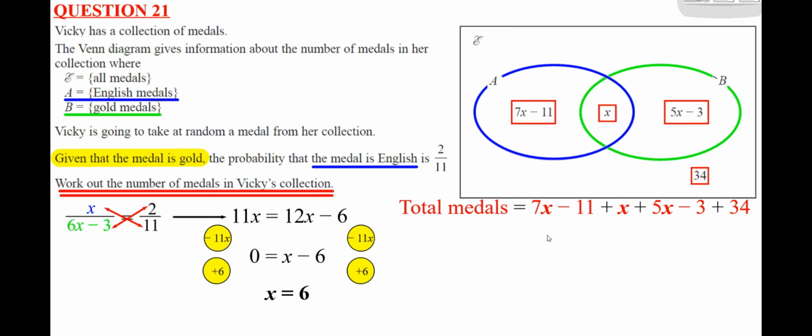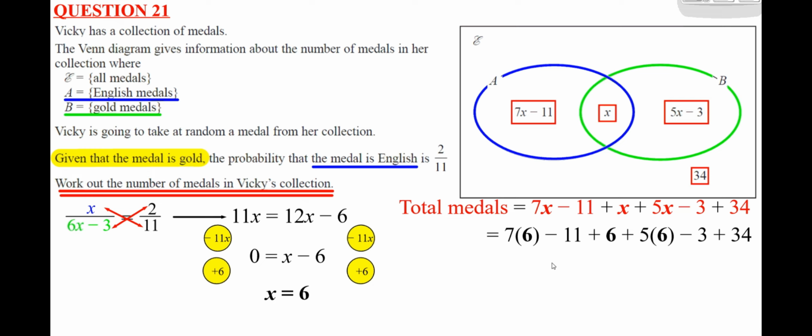What I tend to realise people want to do is to get rid of the algebra as quickly as possible and just sub in x is 6 straight away. So if I do it this way, either way would have worked. The total number of medals is 7 lots of 6 minus 11 plus x, which is 6, plus 5 lots of 6 minus 3 plus 34.